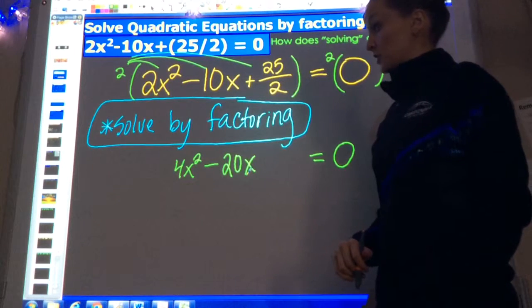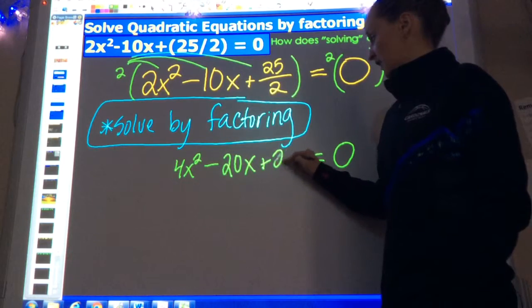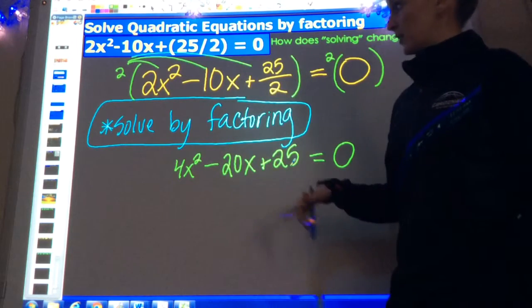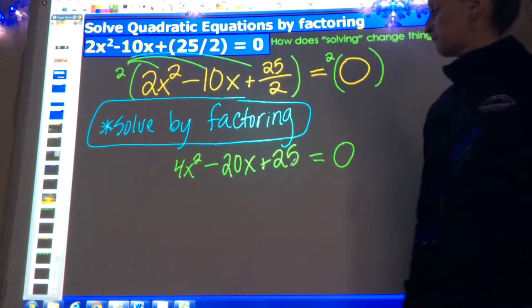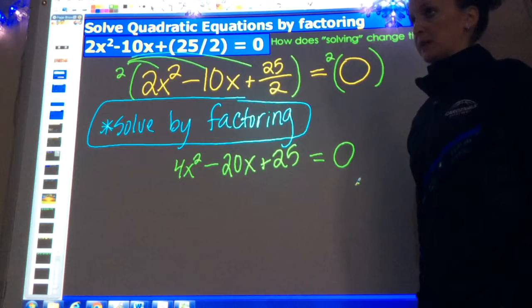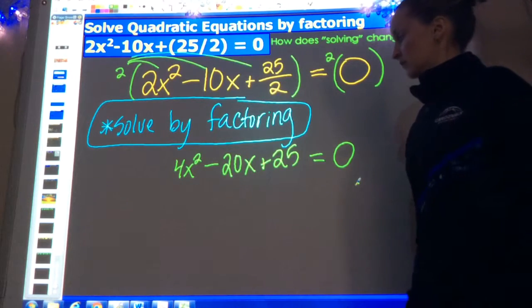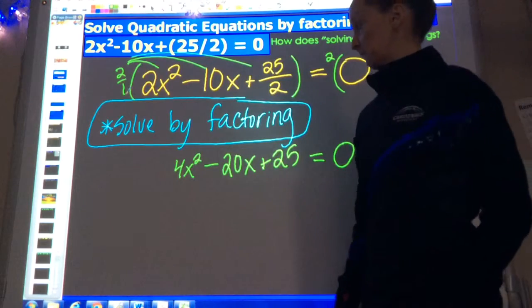50 over 2, which is what? 50 over 4. 25. Yeah, so let's just put 25. And the reason why that crosses out, once again, is 2 divided by 2 is 1. We're multiplying everything by 2, to get rid of the denominator. And if it makes more sense to put 2 over 1, that's okay.